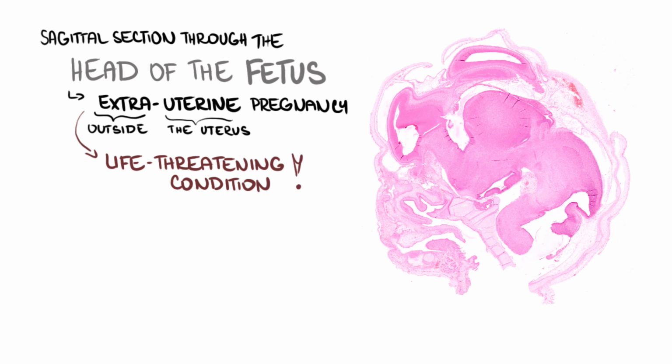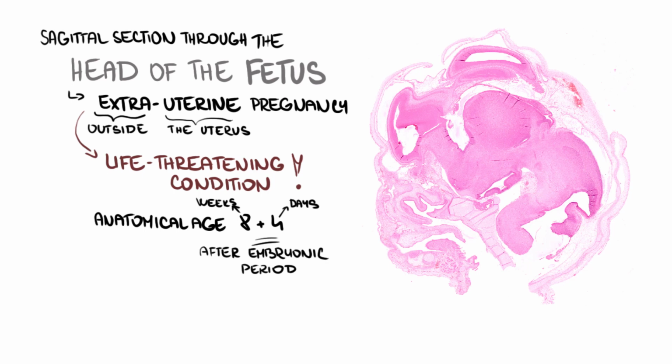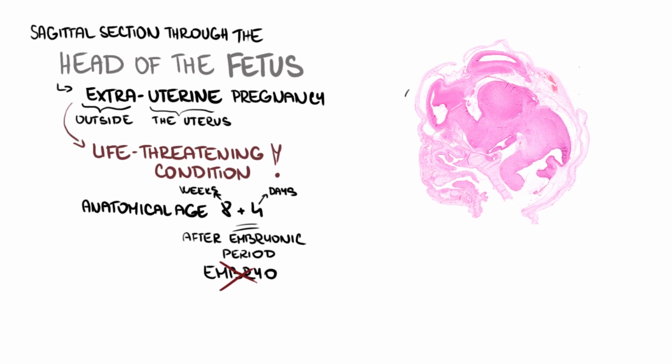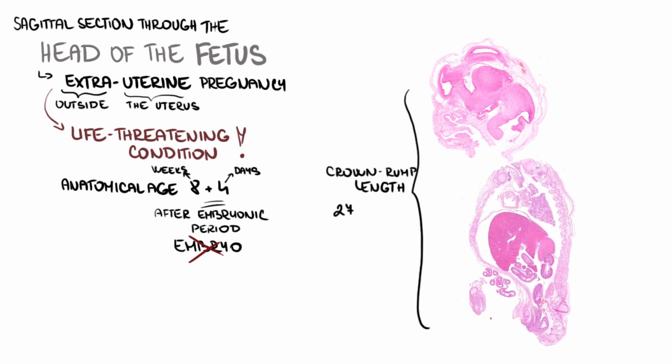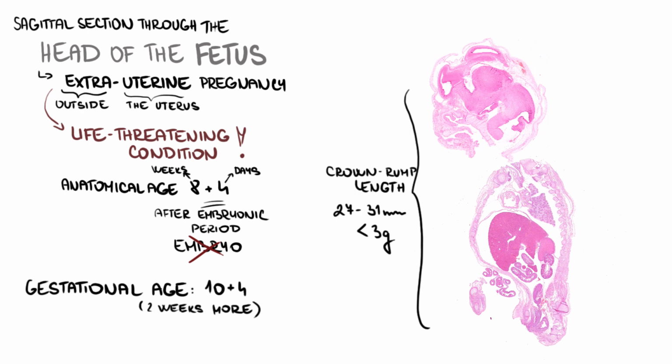The fetus is of anatomical age 8+4. That means 8 weeks and 4 days, which is already after the embryonic period, so we are talking about a fetus, not an embryo. The crown rump length of such a very young fetus is about 27 to 31 millimeters, and its weight does not exceed 3 grams. In terms of gestational age, which means the time from the onset of the last menstrual bleeding, it would be a pregnancy of 10+4. That means 2 weeks more than the anatomical age.